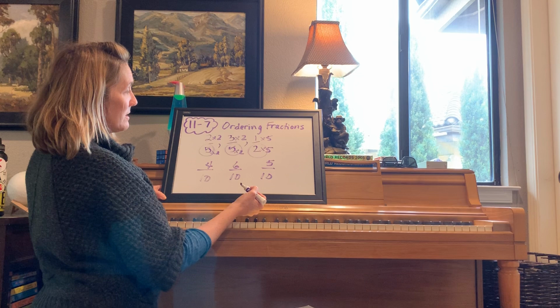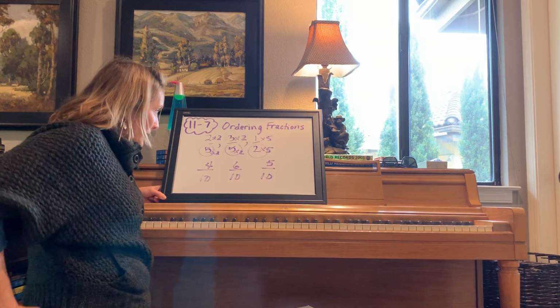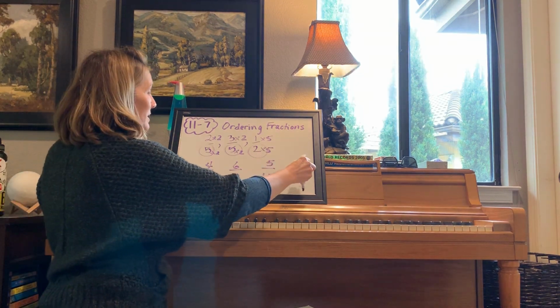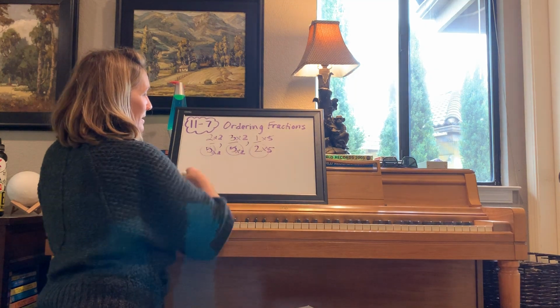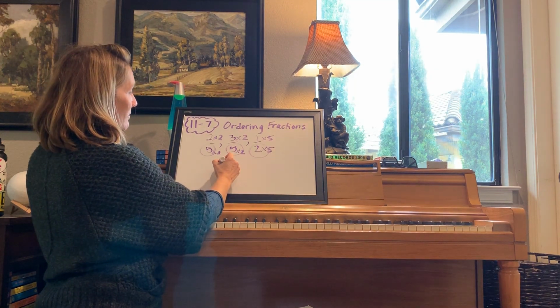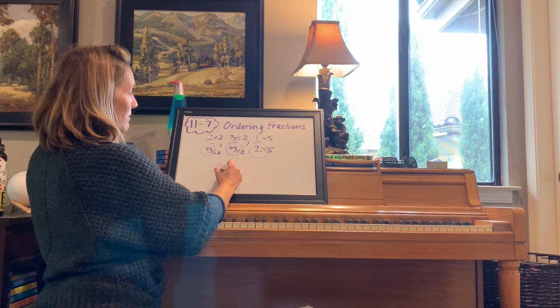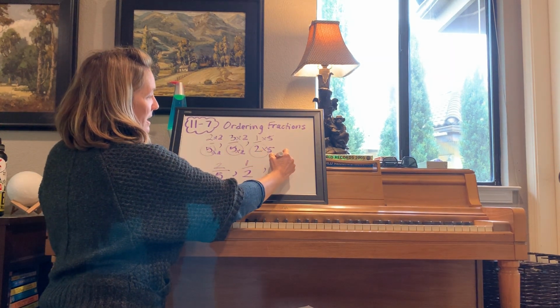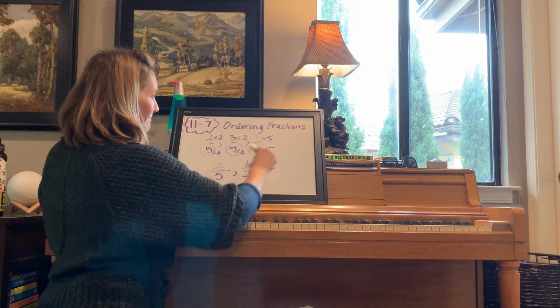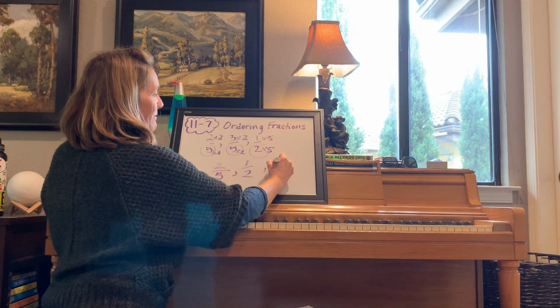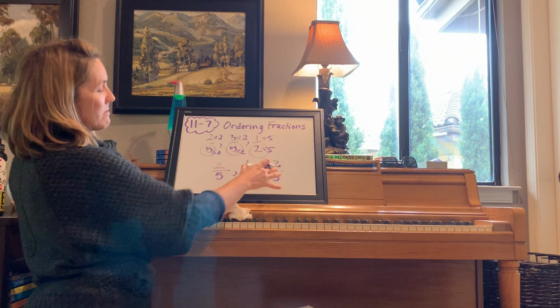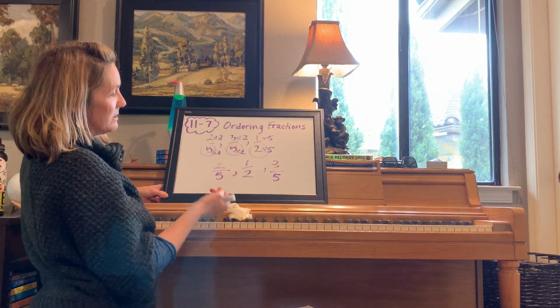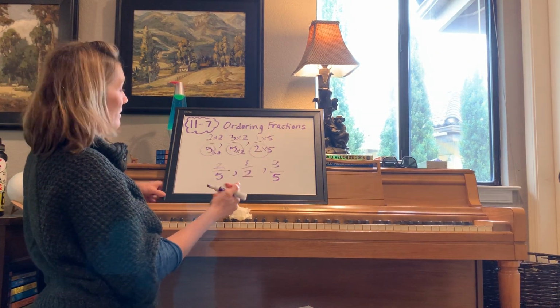If we were to rewrite this over, we'd have to put them back into original order. So it would be, again, the very bottom, 2/5, 1/2, and 3/5. So that's ordering fractions from least to greatest with 2 different methods, model and then traditional algorithm.